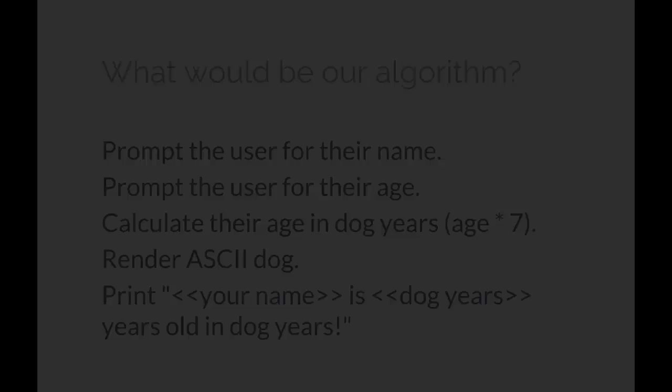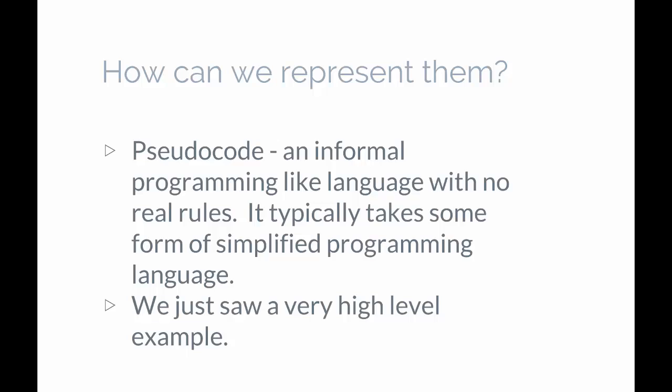So what I just showed you was pseudocode. That's what pseudocode looks like. It's just this informal programming-ish language where you pick some keywords out of a language. That's it. There's no real rules to it. There's no real syntax, no real key terms, no real grammar. We just saw a high-level version of it, but I'm going to give you a little bit lower-level version.